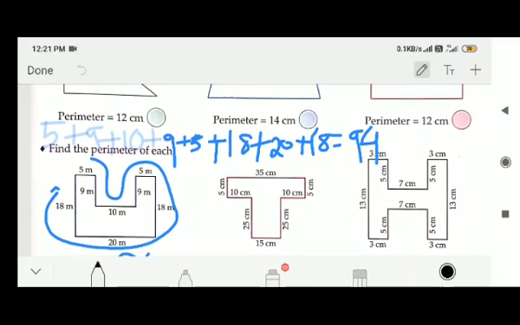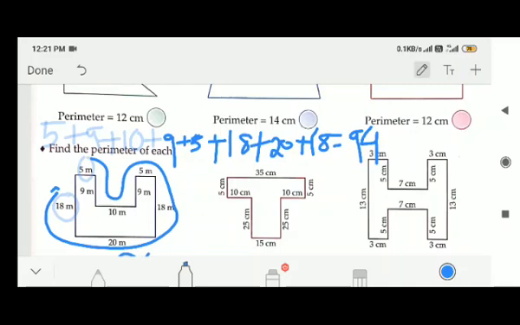How many sides of this figure are there? 1, 2, 3, 4, 5, 6, 7, 8. So there are 8 sides in this figure, starting from 5 to 18.